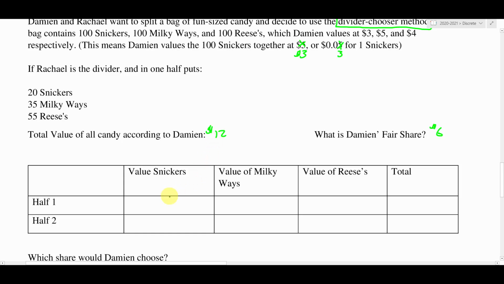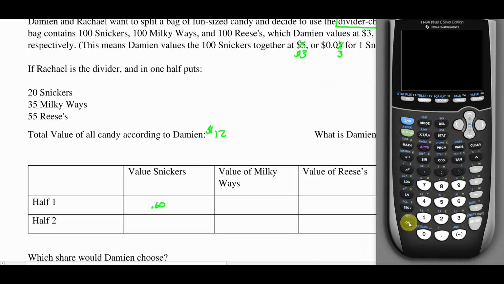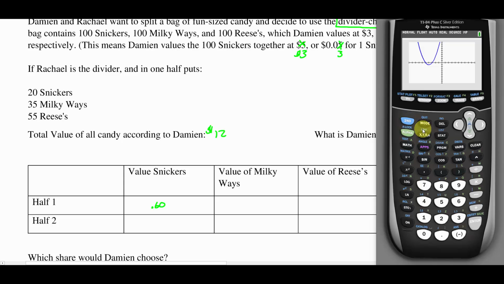Okay, so now we're going to figure out the value of the 20 Snickers that Rachel put in this half. So 20 Snickers at 3 cents a piece is 60 cents. The value of the Milky Ways, so we would do 35 times 0.05, and I'll do that on my calculator here. All right, so we would take 35 times 0.05, and we get a value of $1.75.